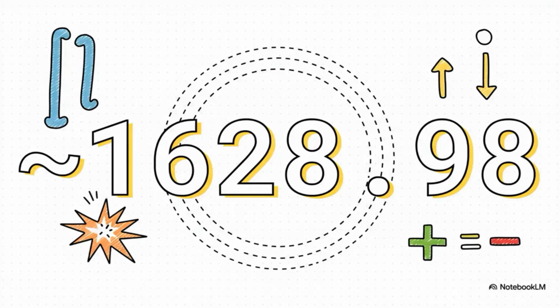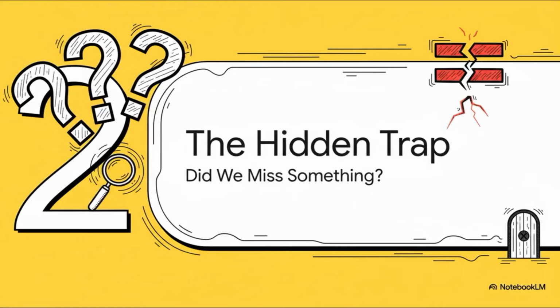Okay, so we've got our two values, we subtract the lower from the upper, and boom, we get a number, about 1628.98. And that feels good, right? It's clean, it's a solid number. Problem solved. Or is it? But wait a second. Hold on. This is where the whole thing just gets fascinating.